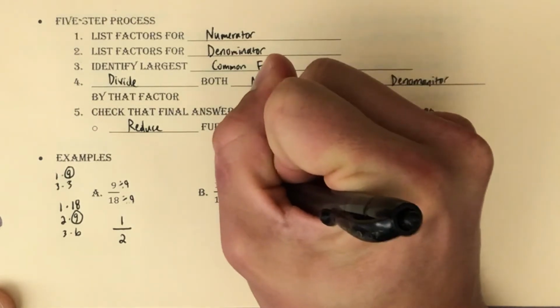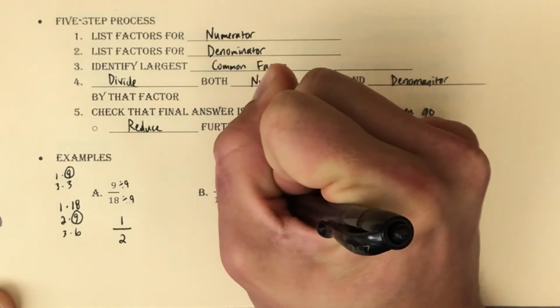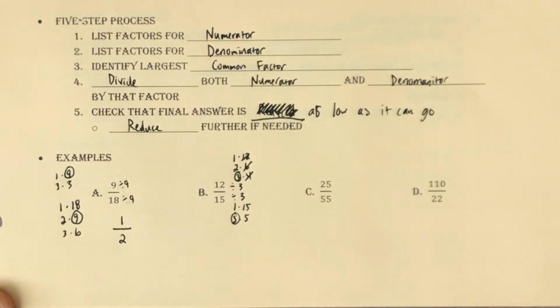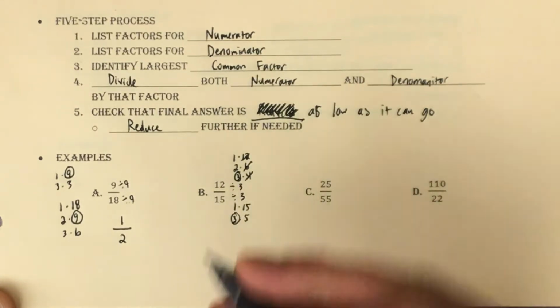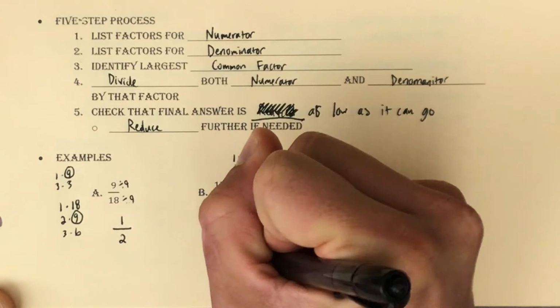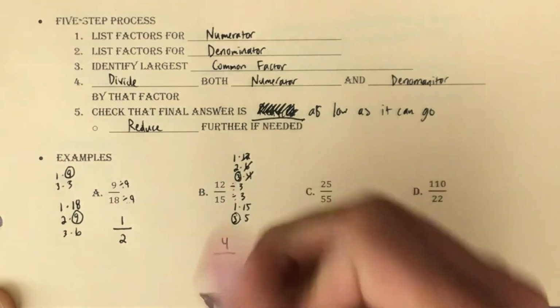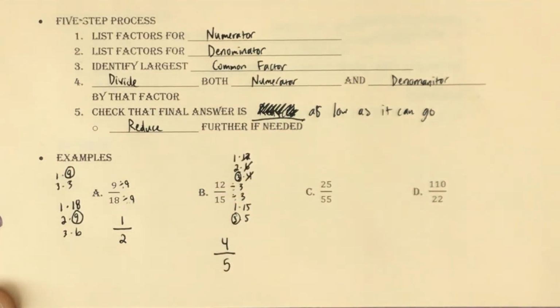So I'm going to divide both of these by 3, and that should get me all the way reduced down. So 12 divided by 3, that is 4, over 15 divided by 3, that is 5.